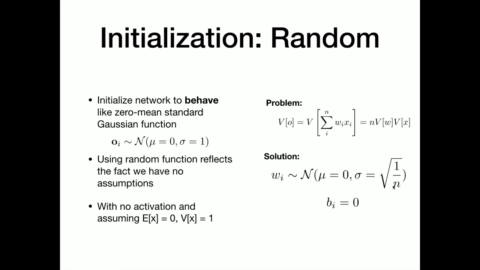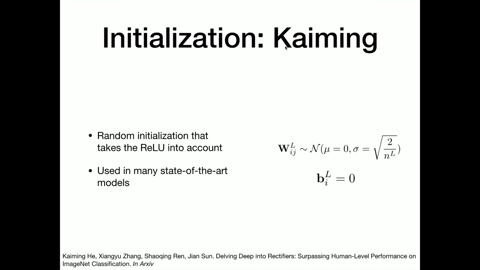But the problem with this formula is that I'm assuming you have no activation function. As you can see here, I don't have the ReLU. If you put in the ReLU, this is what Kaiming He did, you end up with almost the same initialization formula, but with a 2 here. This matters because in practice, with that 2, you get state-of-the-art results. Without the 2, you don't. So just use it.